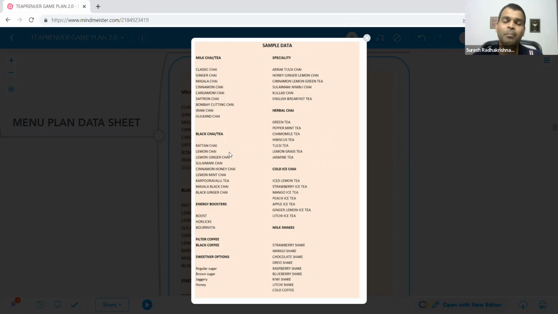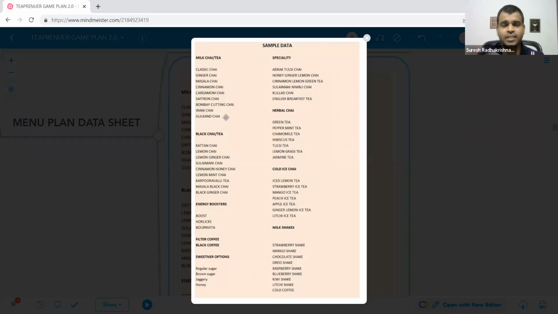Okay, menu design. Black tea, Katan chai is basically plain black tea. Lemon chai, lemon ginger, Soleimani, cinnamon honey, lemon mint, Kapuravalli, masala black chai, black ginger chai. That's with respect to black tea. You still have a lot of other black tea varieties. You can come up with that. Energy boosters. Let's say if you're targeting kids and if you have family crowd coming, they might prefer milk-based drinks: Boost, Horlicks, Bournvita, filter coffee, black coffee. Sweetener options, you can offer regular sugar, brown sugar, jaggery, honey. Those could be the sweetener options.